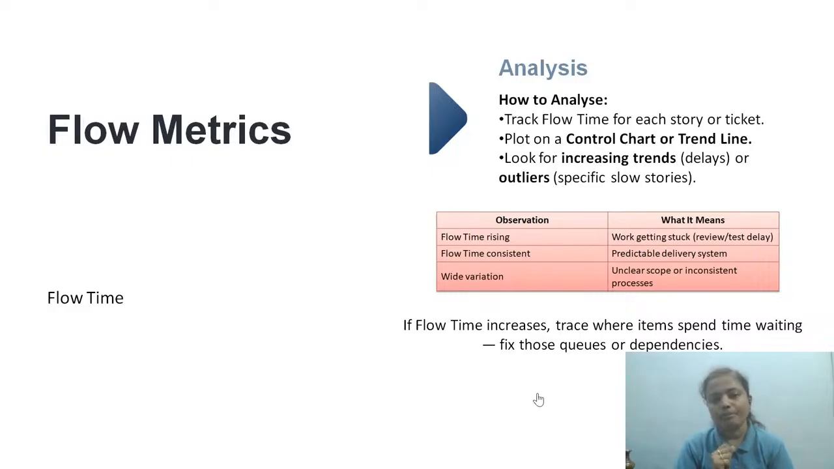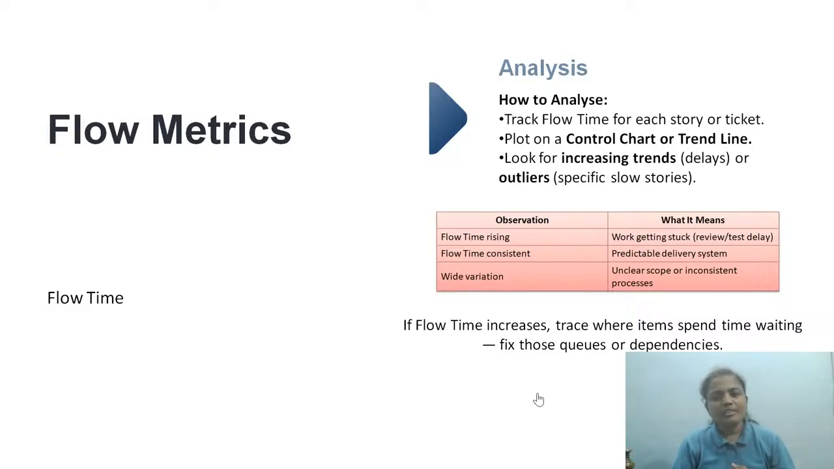That's very important. Plot it using a control chart or trend line, because a trend line helps you to understand how that is traveling with each and every status in the flow. That projection you will be able to see well with the help of this, the overall flow.